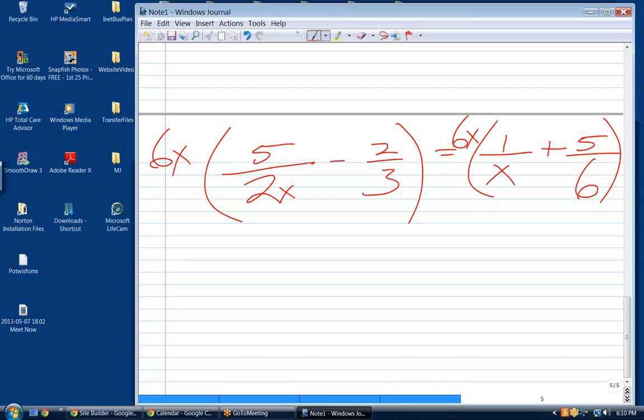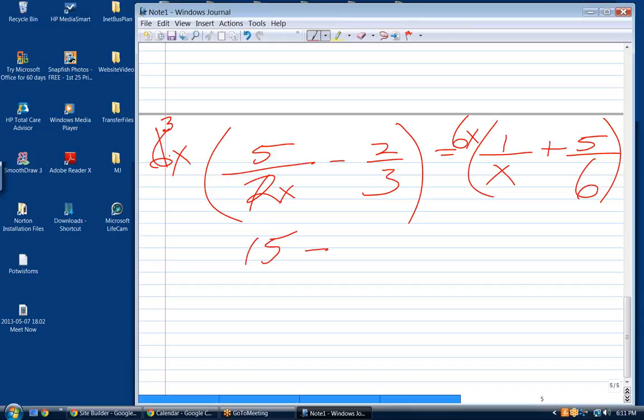30x over 12x squared? Well, it's over 2x, but let's never multiply out the numerators automatically if you can simplify. Notice that this 6 I can turn into a 3 as long as I do that. And the x's cancel. So this first term is really 3 times 5. Okay, what's the second term?